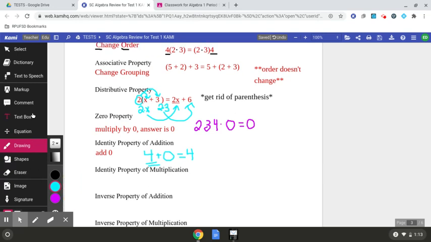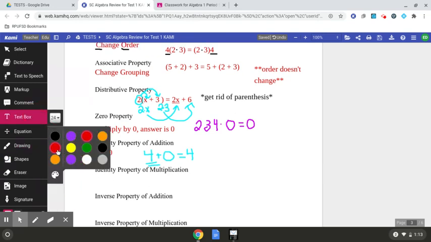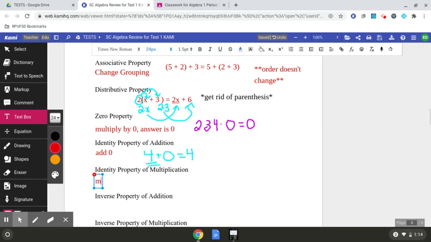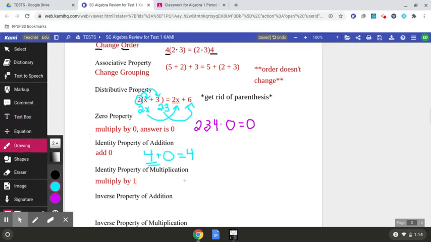So for multiplication, what number can we do this with for multiplication? And that would be multiplying by 1. So again, if I took the number 4 and I said, okay, well, I'm going to multiply it by 1, the identity of that 4 does not change. So this is keeping its identity the same.